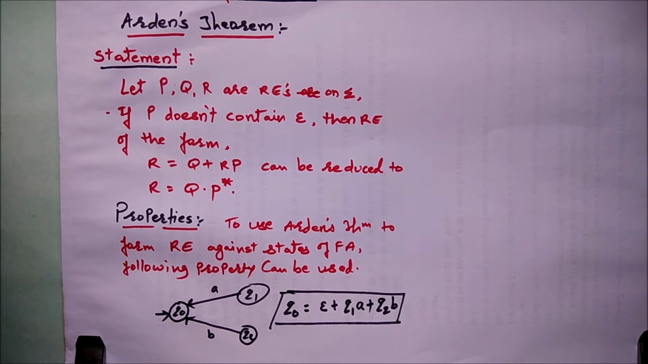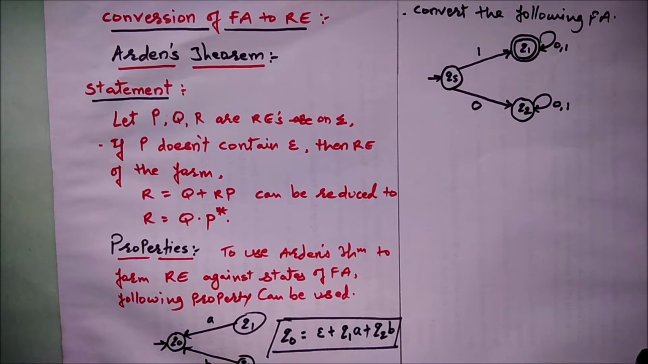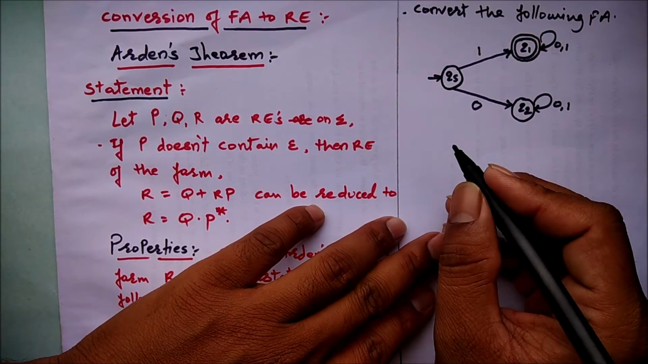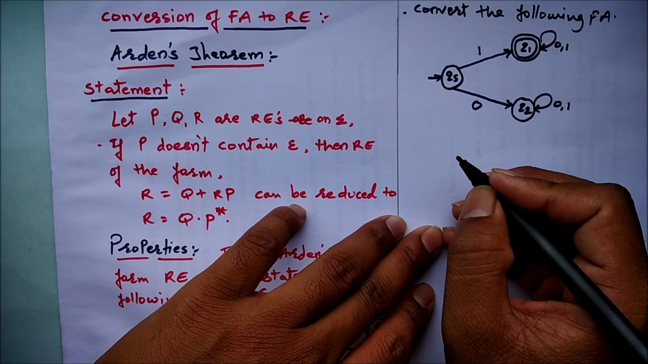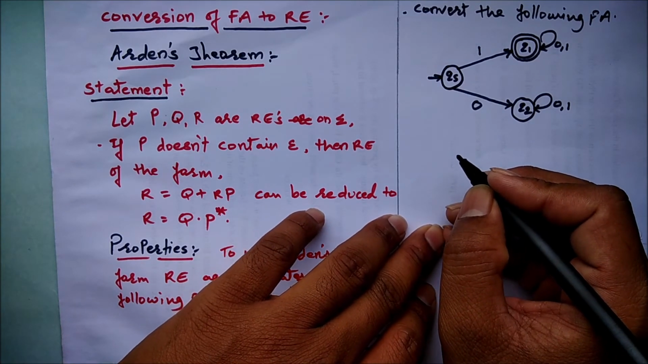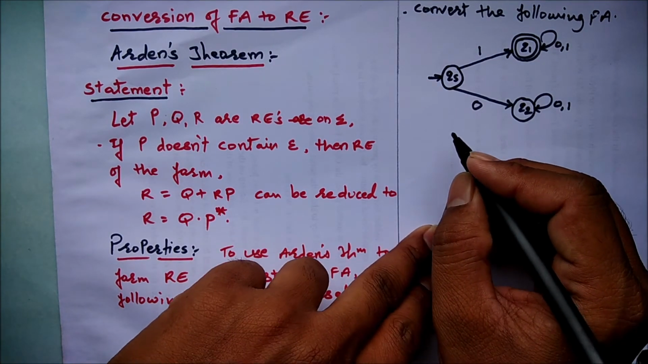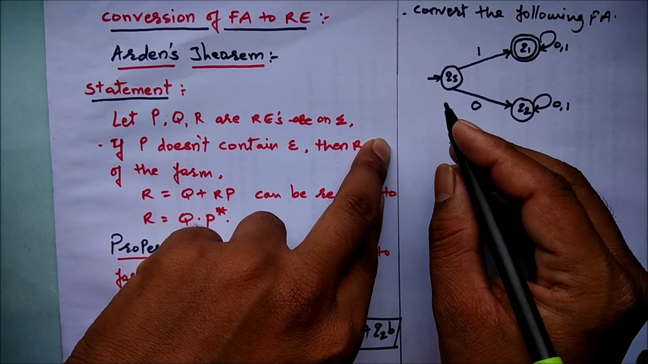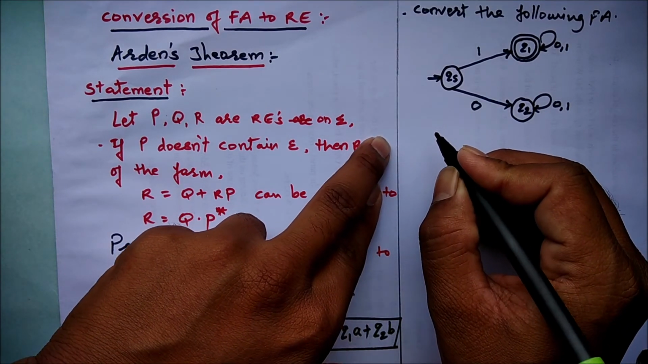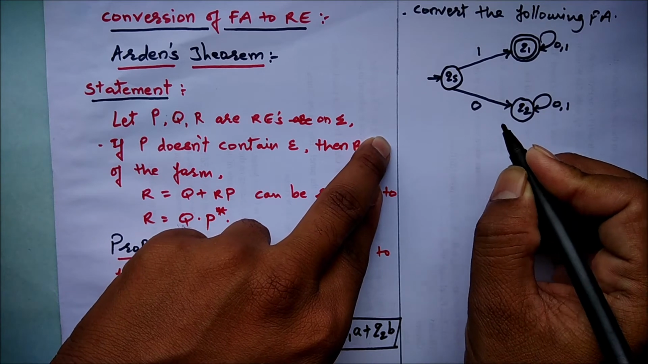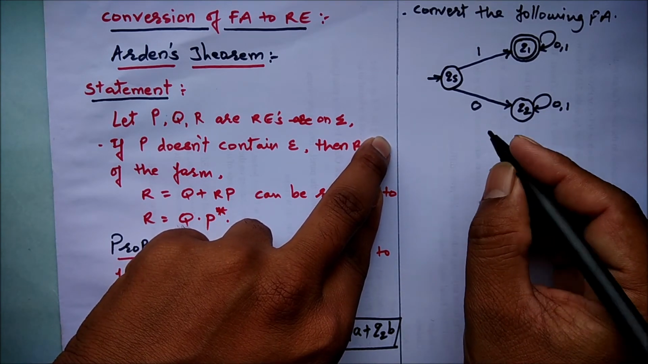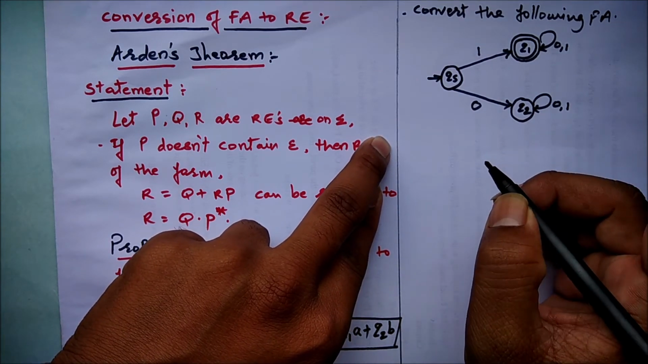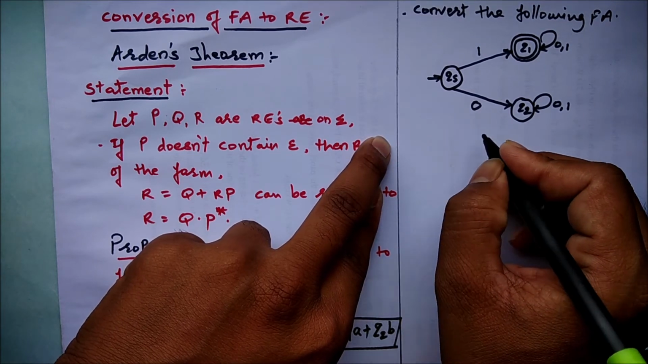Let's see some simple examples of Arden's theorem so that all the concepts of Arden's theorem will be clear. Let's see a simple example, and then we shall slowly increase the difficulty level. The question will be like: convert the following FA into the RE, and the given FA is this. Now let's try to write the equations for all the states one by one. Let's start from the initial state.